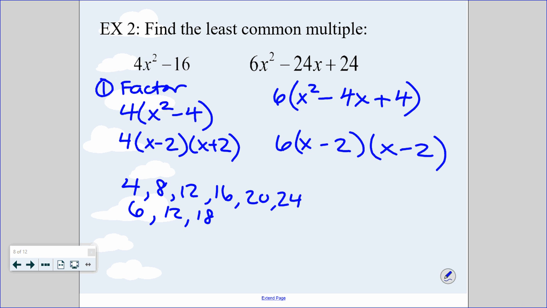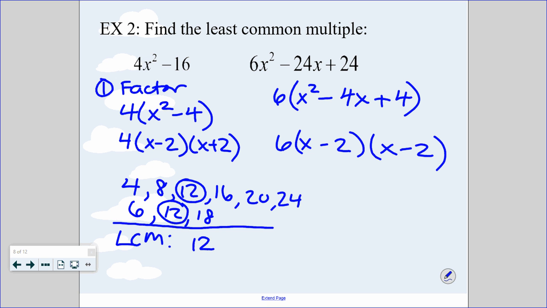Okay, so do I see one that's common? Yes. So the smallest one that is common is 12. So my least common multiple for my numbers is going to be 12. Does that make sense? So if I just look at the numbers, I'm going to have a 12 in it. So this is for the least common multiple of these two. Okay, so I'm going to have a 12.